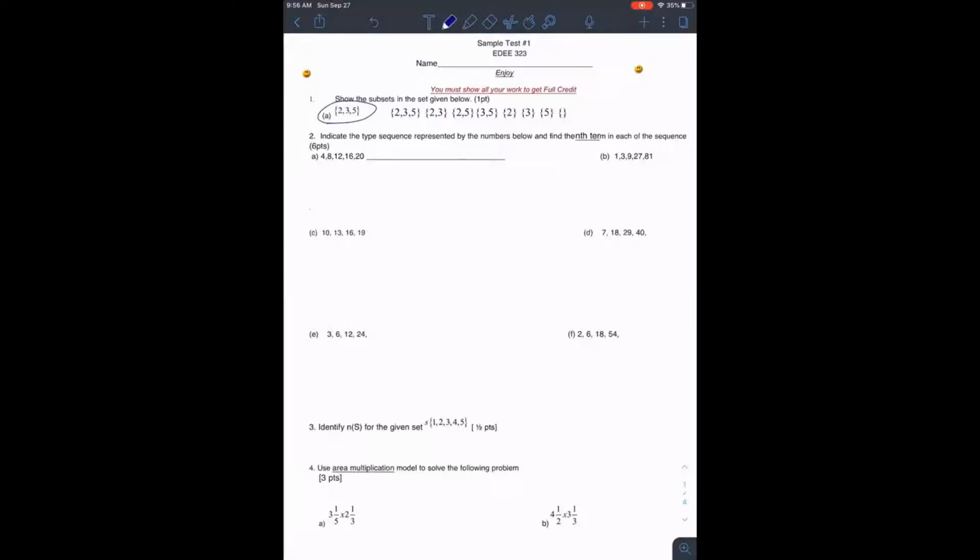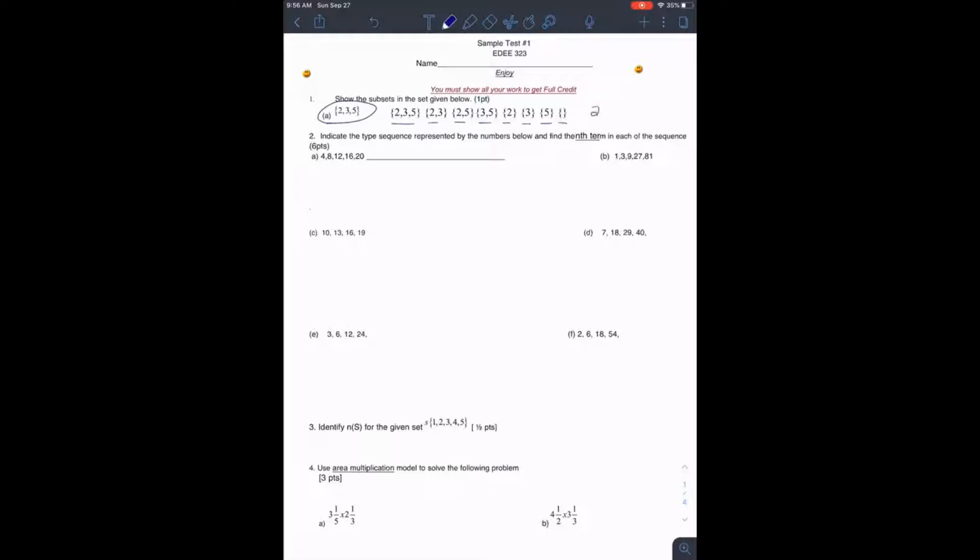So I went ahead and showed you all of the numbers. You've got 2, 3; 2, 5; 3, 5. You have just 2, just 3, just 5, or you have an empty set or a null set. Sorry. You can double check and make sure you have all the sets you need.